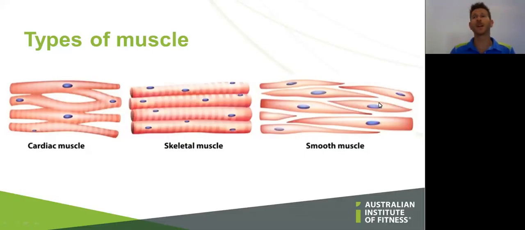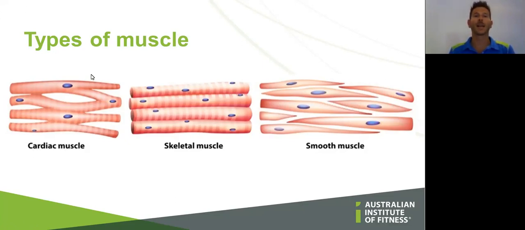We have three types of muscle in the body. The one that we're most worried about as a personal trainer is our skeletal muscle. Skeletal muscle allows us to move the body and it pulls on the skeletal system. It is highly fatigable, but it is very, very strong.